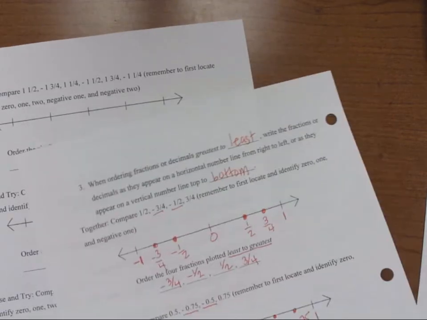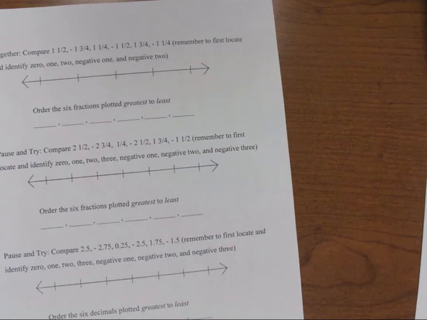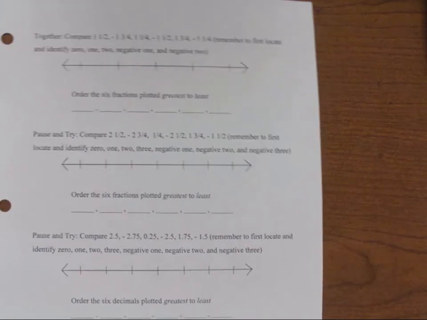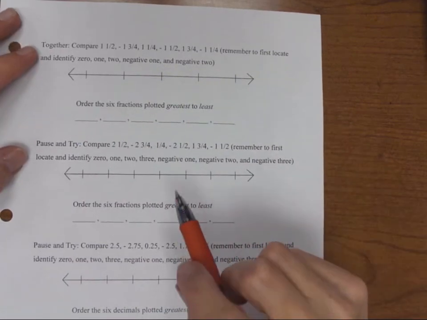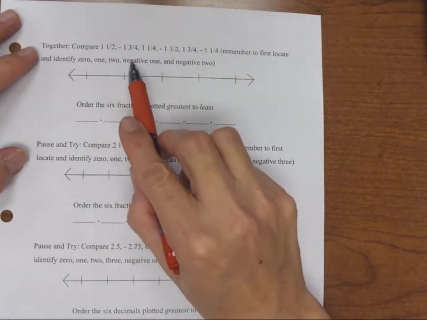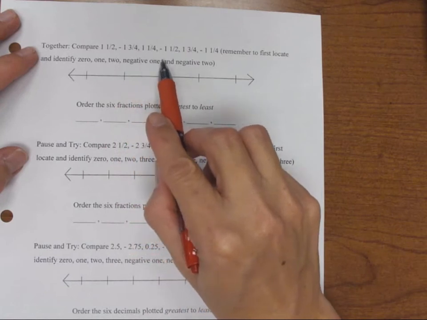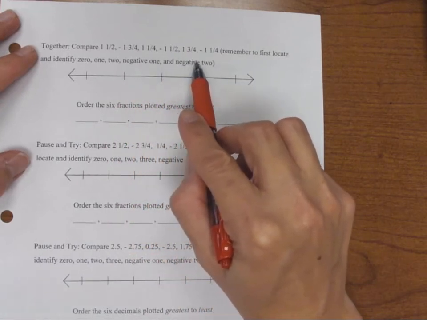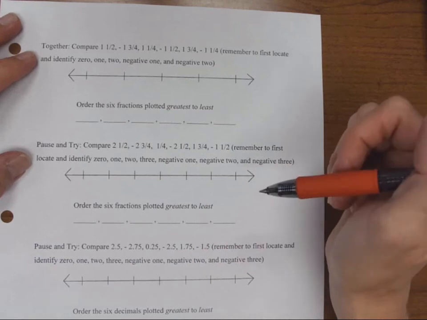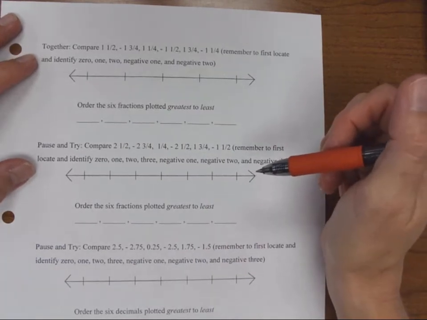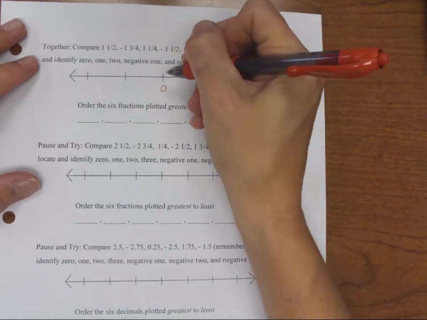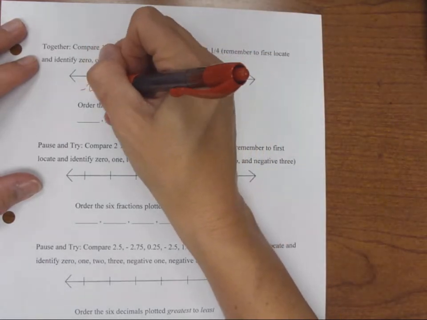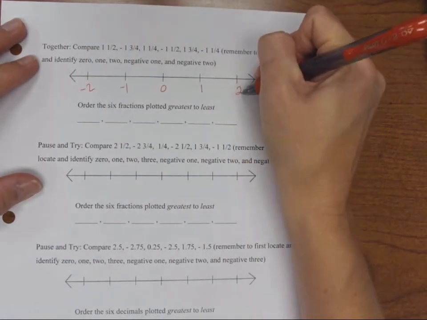All right, there's a second page to the notes today. We're going to do one more together. And this is comparing some fractions. There's 6 fractions here. There's 1 1/2, negative 1 3/4, 1 1/4, negative 1 1/2, 1 3/4, negative 1 1/4. And we've got to identify 0, 1, 2, negative 1, negative 2 before we do this. So 0, negative 1, negative 2, positive 1, positive 2.